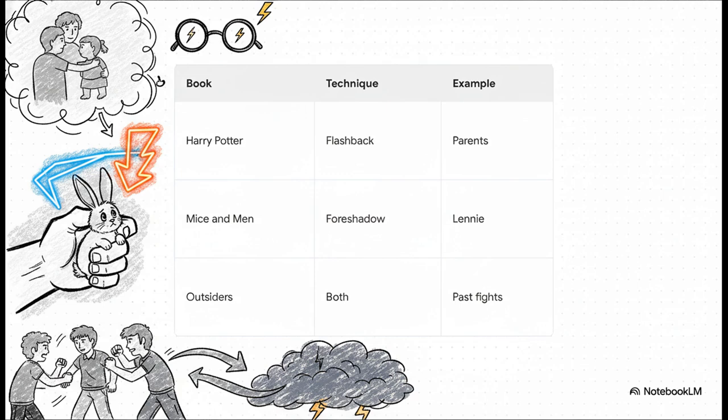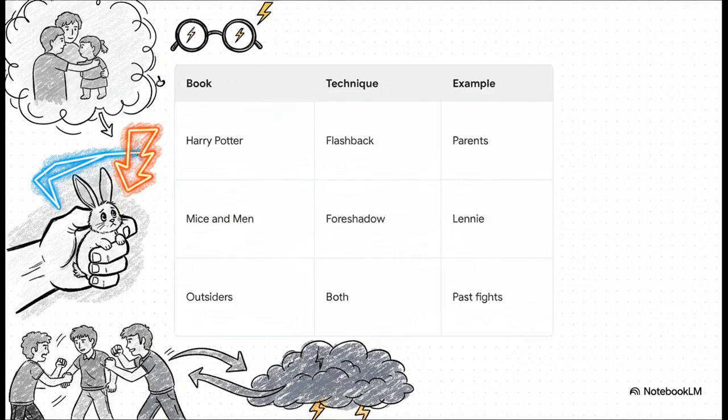Take Harry Potter and the Sorcerer's Stone, for example. J.K. Rowling uses a really powerful flashback when Harry remembers moments with his parents. And why does she do that? Because it perfectly explains his deep, aching longing for a family throughout the entire rest of the series.